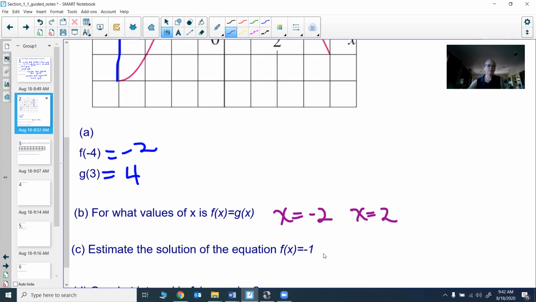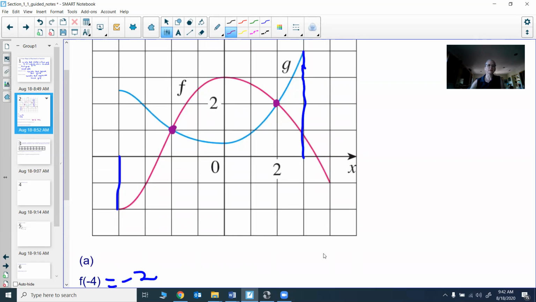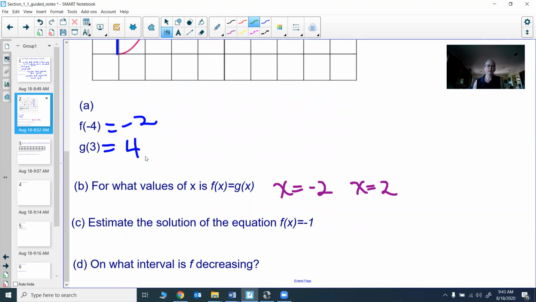And then I might want to estimate the solution to the equation f of x equals -1. So in other words, I'm going to come down here and I'm going to pick a different color. I'm going to come down here to -1, and I'm basically thinking of having a line here that goes across, and I'm looking to see where it intersects the graph of f. I notice it doesn't intersect the graph of g, but it does intersect the graph of f right here. So f is equal to -1 at the value of -1, -2, -3. So when x equals -3, f is going to equal -1.